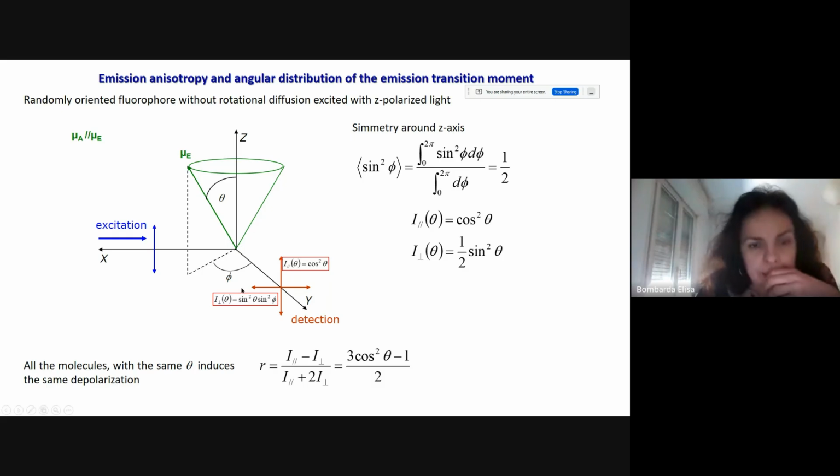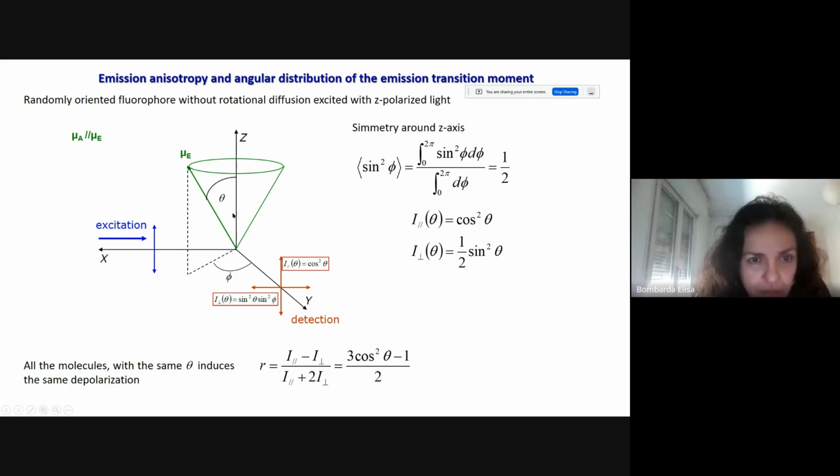Okay, let's see what happens in the molecule. So now they build up step by step all that happens. That's our transition moment of the molecule. Here we are in the case in which we consider that absorption and emission are parallel dipole moments. And so we want to see the effect of photoselection: randomly oriented fluorophores without rotational diffusion, excited with Z polarized light.